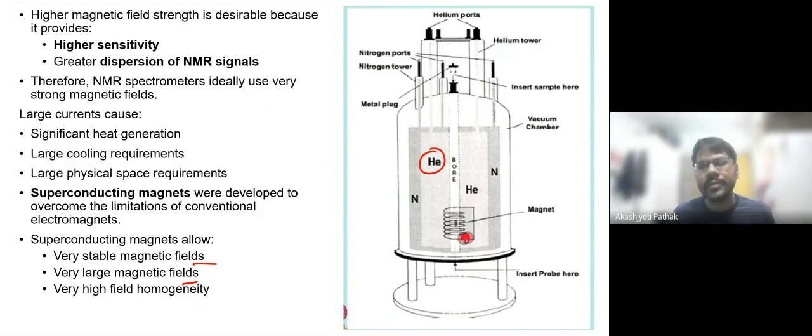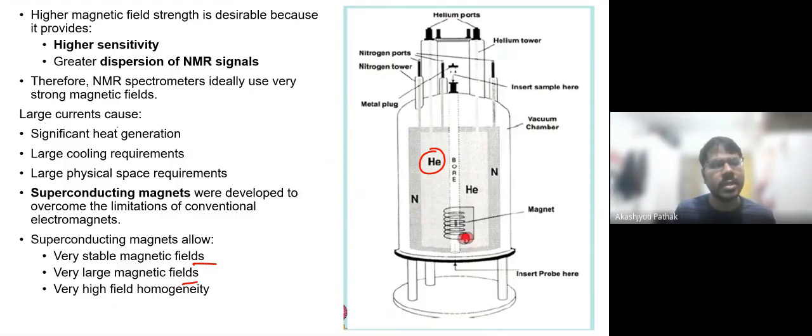So for producing a very strong magnetic field, what will be required? You will need to pass very large currents. When you pass very large currents, a very large amount of heat will be generated as well. So to reduce the heat generated, you have to keep these superconducting magnets at low temperature. So that is what is written here.